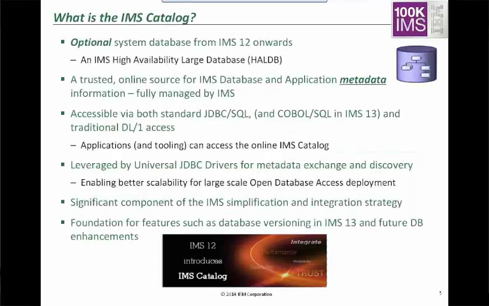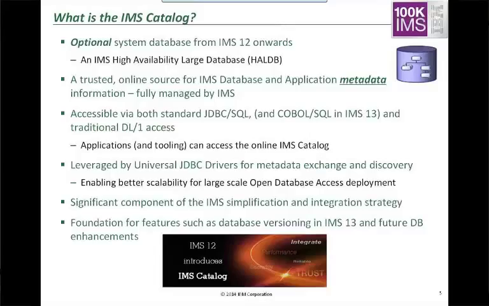So what is the IMS catalog? This was an optional system database introduced in IMS version 12, and it stores IMS application and database metadata. Just like DB2 has a catalog, IMS now has a catalog starting with IMS version 12. It's optional. You don't have to implement it, but it has become a strategic direction for the IMS lab. So as more and more features are added, they will take advantage of the catalog. So at some point, you will be implementing the IMS catalog.